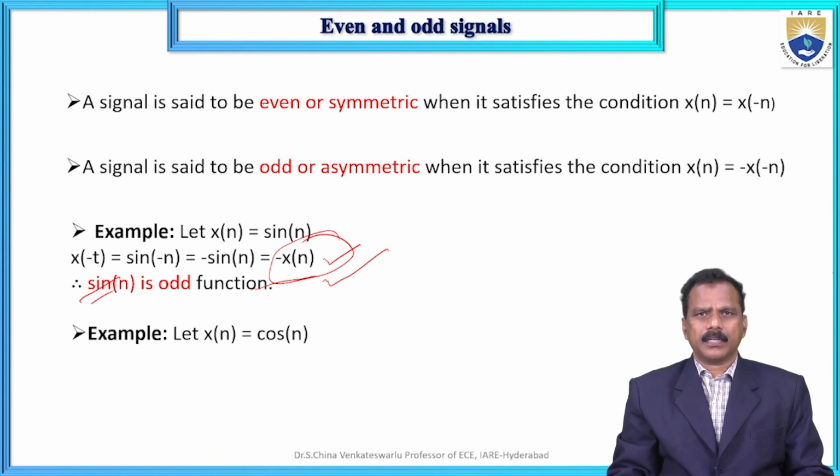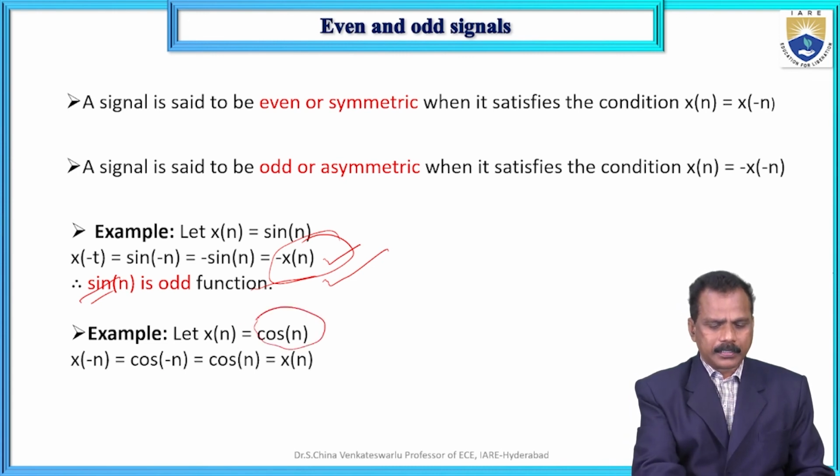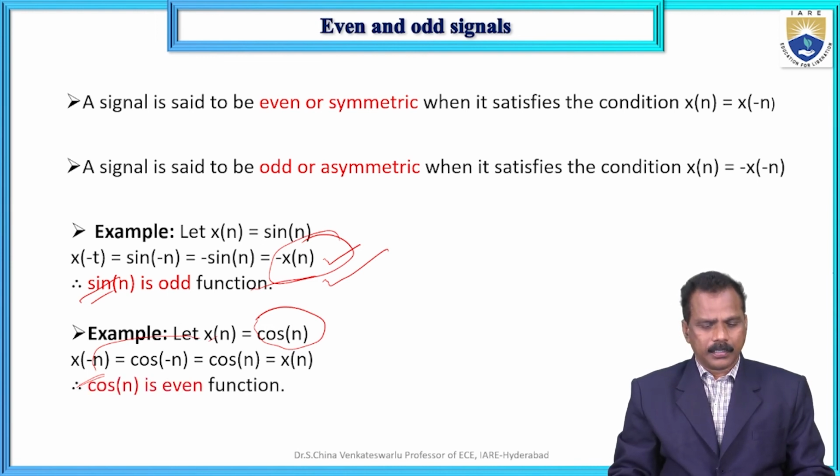Next example: let x(n) = cos(n). Here x(-n) = cos(-n) = cos(n) = x(n). So, therefore, cos(n) is an even function.